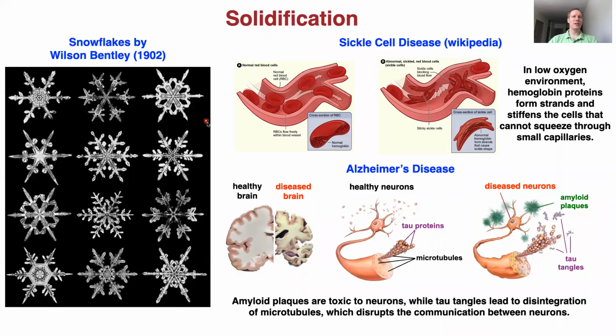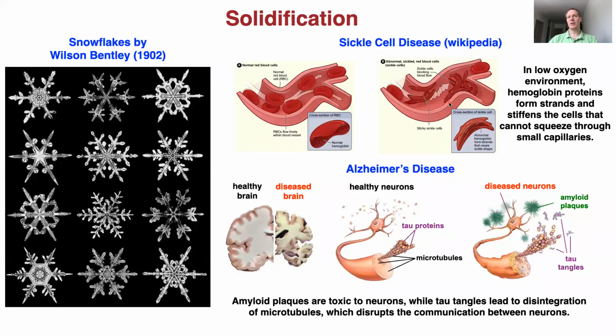In biology, quite often in natural systems, we want to avoid solidification because it gives rise to certain diseases. Of course, we want certain types of solid structures that give rise to cell support and the cytoskeleton, but other than that, solidification is often associated with bad things.